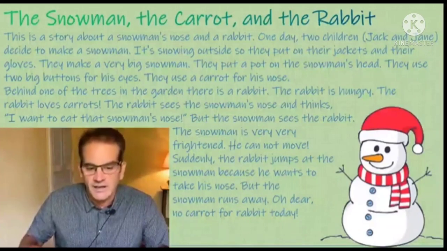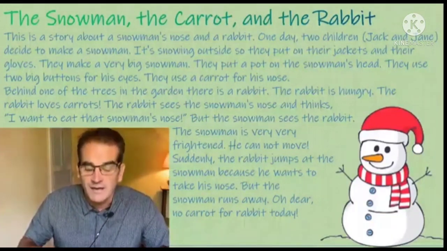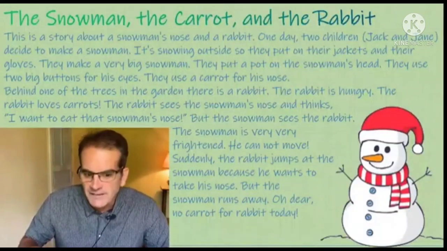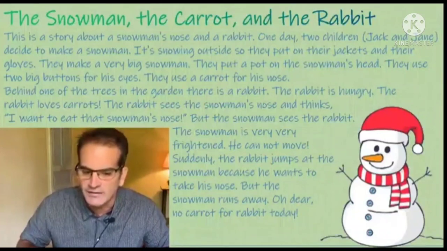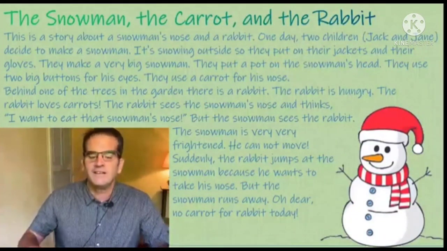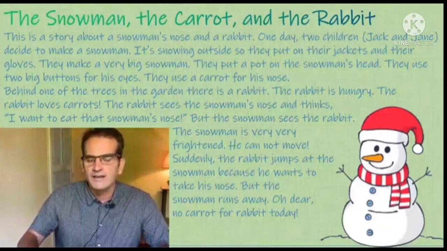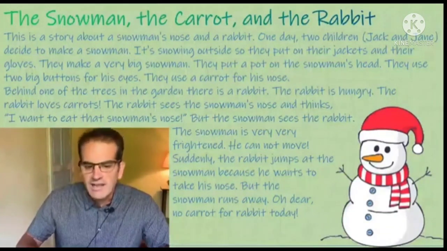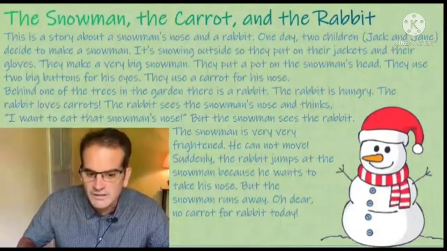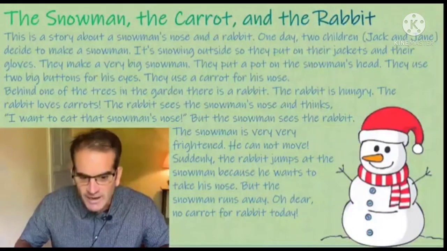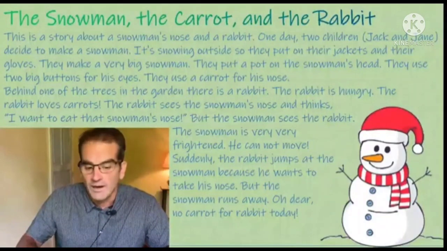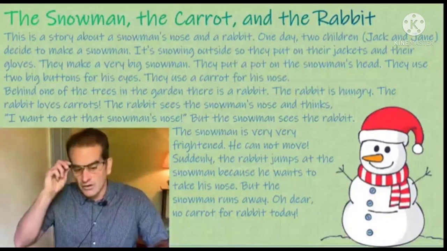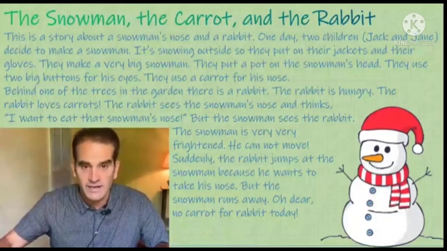Behind one of the trees in the garden, there is a rabbit. The rabbit is hungry. The rabbit loves carrots. The rabbit sees the snowman's nose and thinks, "I want to eat that snowman's nose." But the snowman sees the rabbit. The snowman is very, very frightened. He cannot move. Suddenly, the rabbit jumps at the snowman because he wants to take his nose. But the snowman runs away. Oh dear, no carrot for rabbit today.